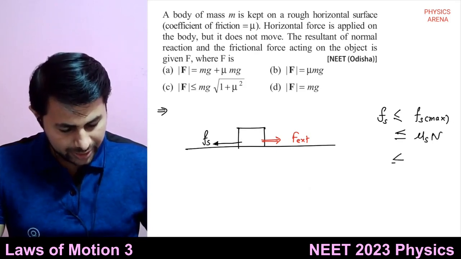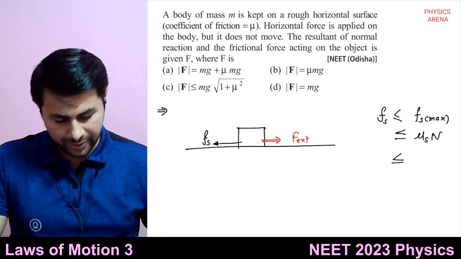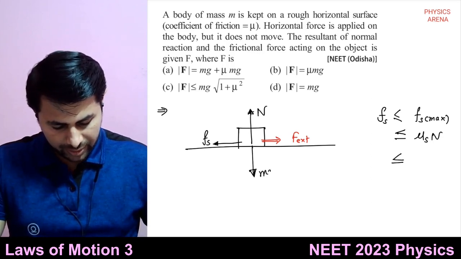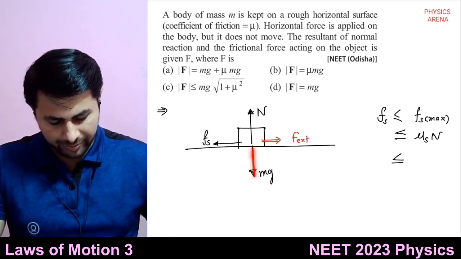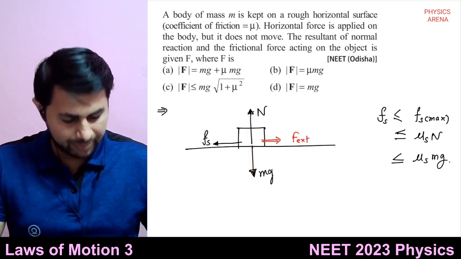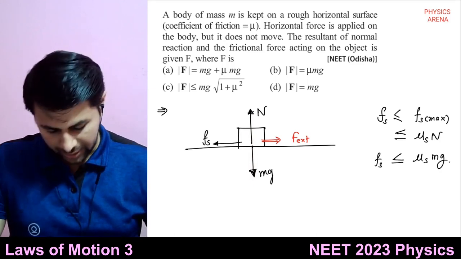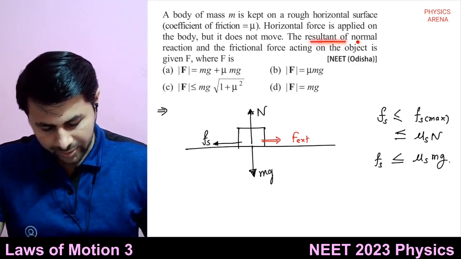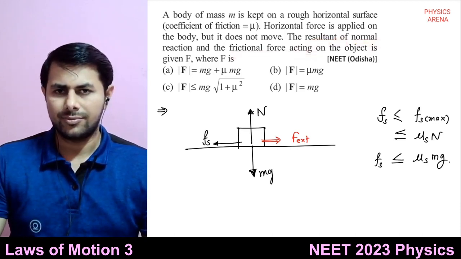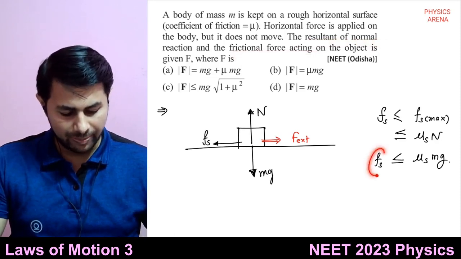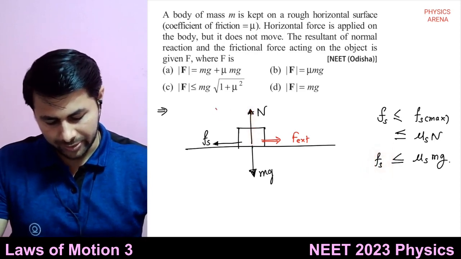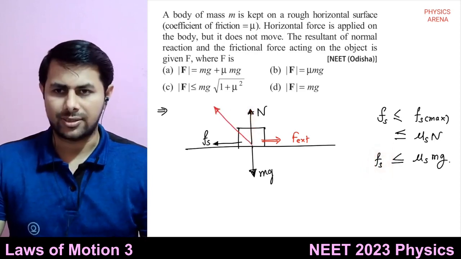And normal reaction in this case is how much? It is mg, because the block is horizontal. So this is N, this is mg. So mg balances normal reaction. So this is equal to mu s multiplied by mg. This is frictional force. And the question is, what is the resultant of normal reaction and the frictional force? So it is the resultant of Fs, the frictional force, and normal reaction. So it is total contact force. Sir, option C. Yes, option C is the answer.